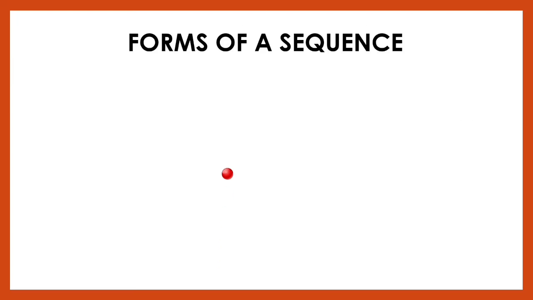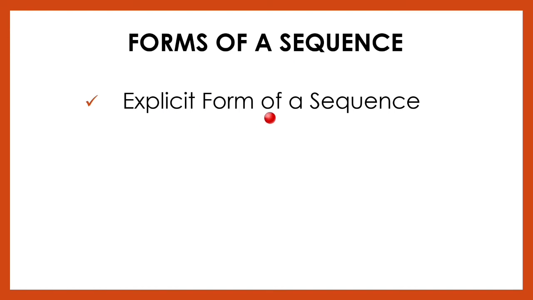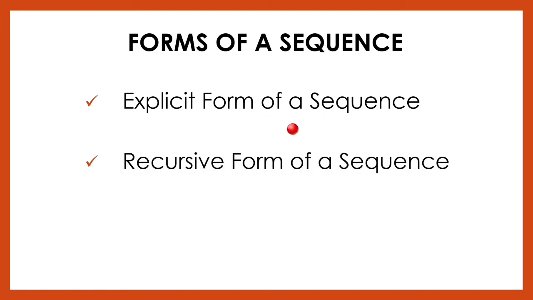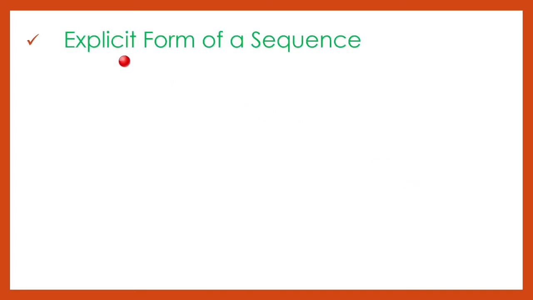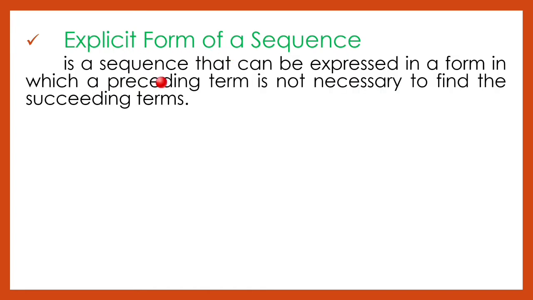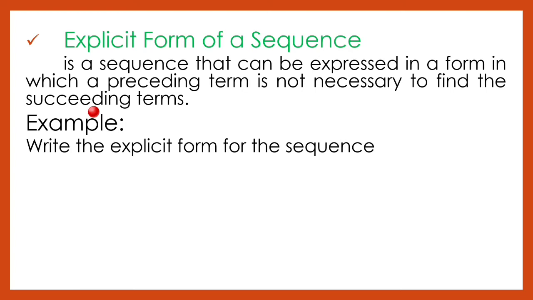Let's proceed to the forms of a sequence. There are two forms of a sequence. These are explicit form of a sequence and recursive form of a sequence. Let us have the explicit form of a sequence. It is a sequence that can be expressed in a form in which a preceding term is not necessary to find the succeeding terms. Let us have an example.